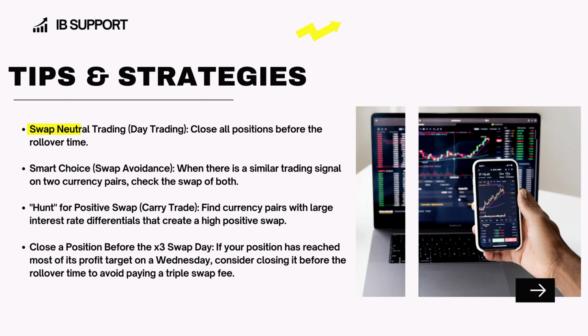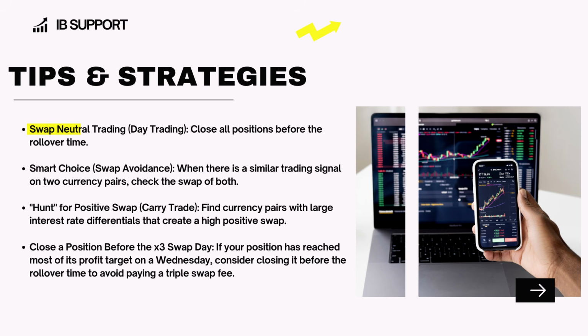To manage swap fees effectively, here are some tips and strategies you can use. First is swap neutral trading, or day trading, where you close all positions before the rollover time, which is usually between 4 and 5 a.m. in Vietnam, to avoid paying any swap fees. This simplifies your profit calculation.